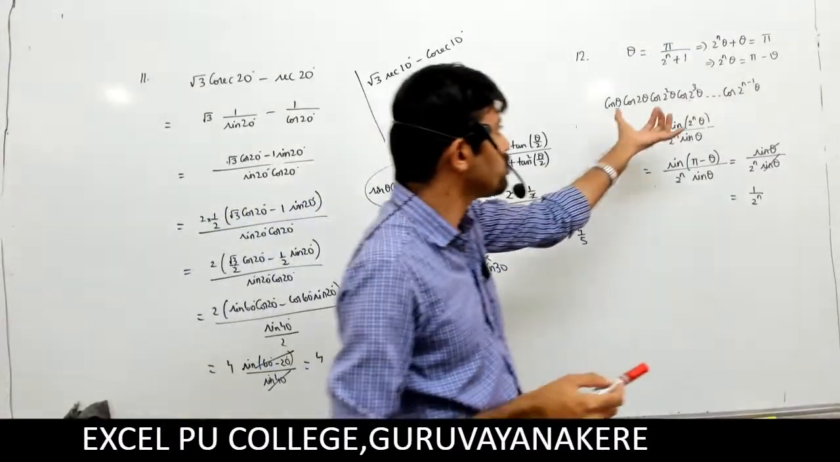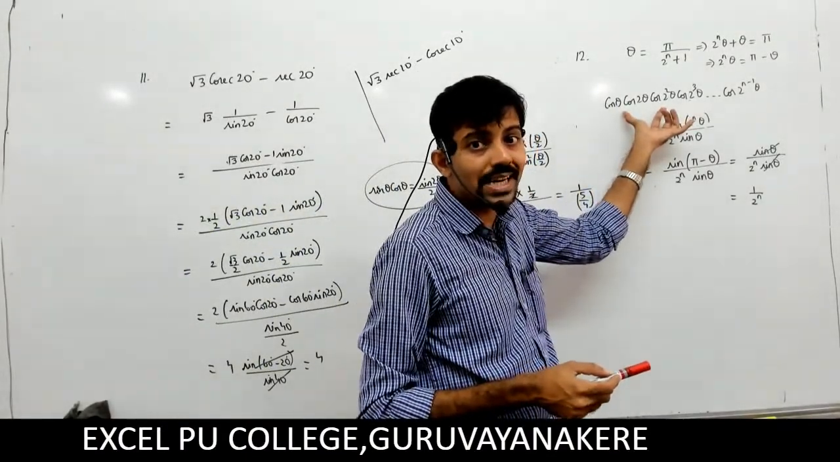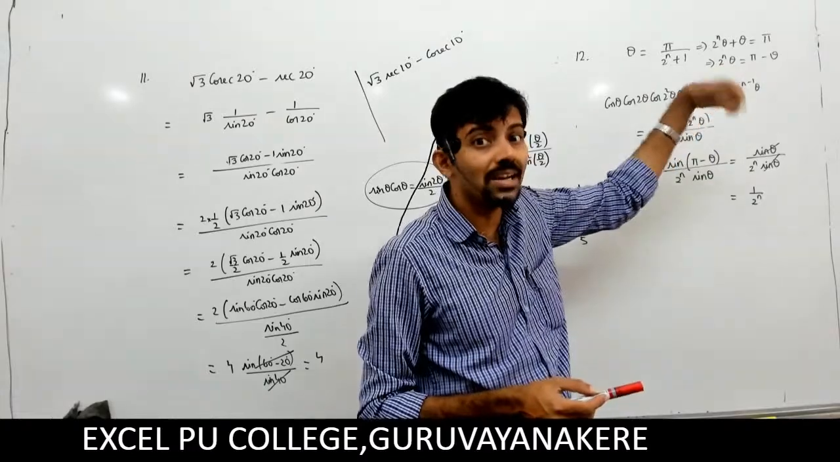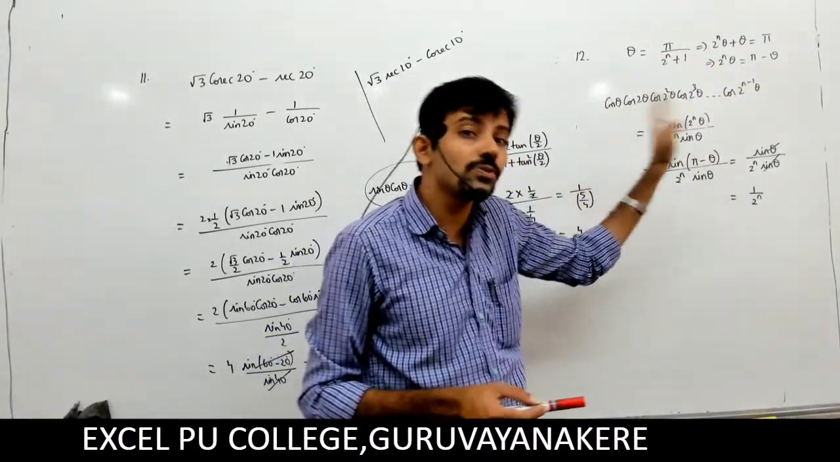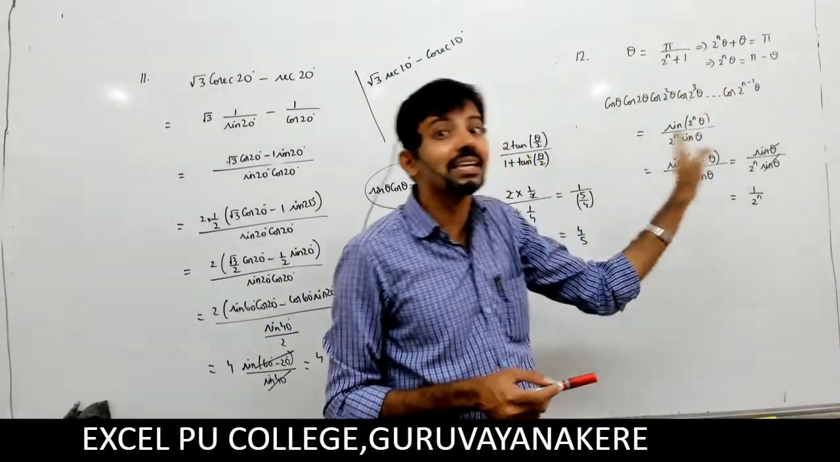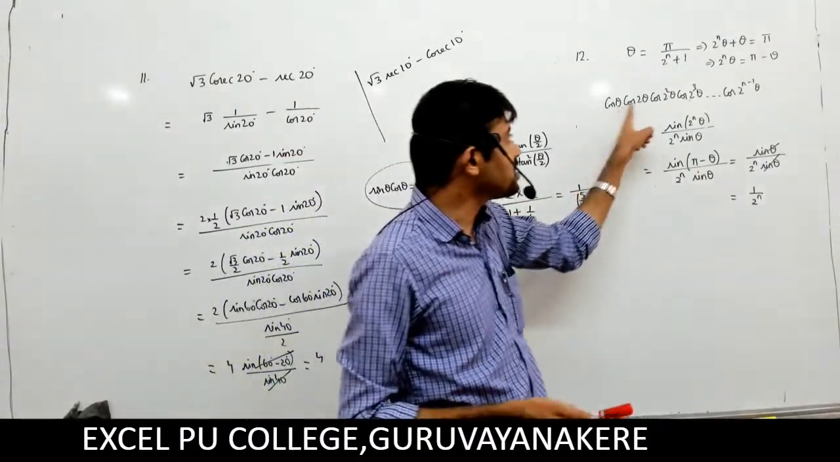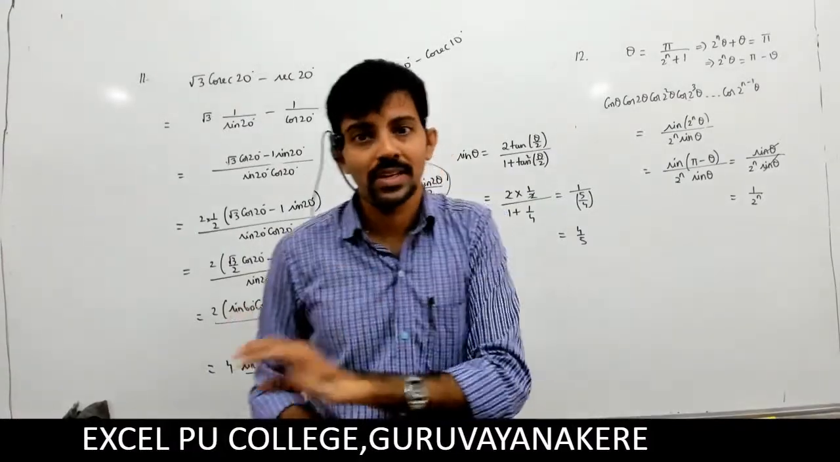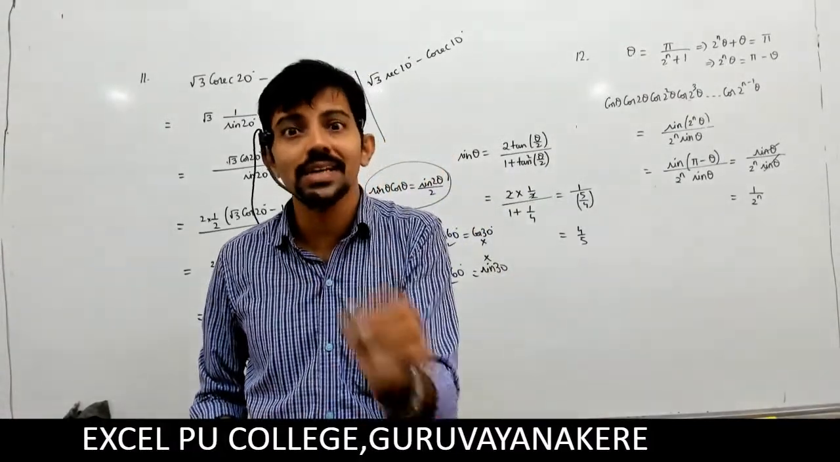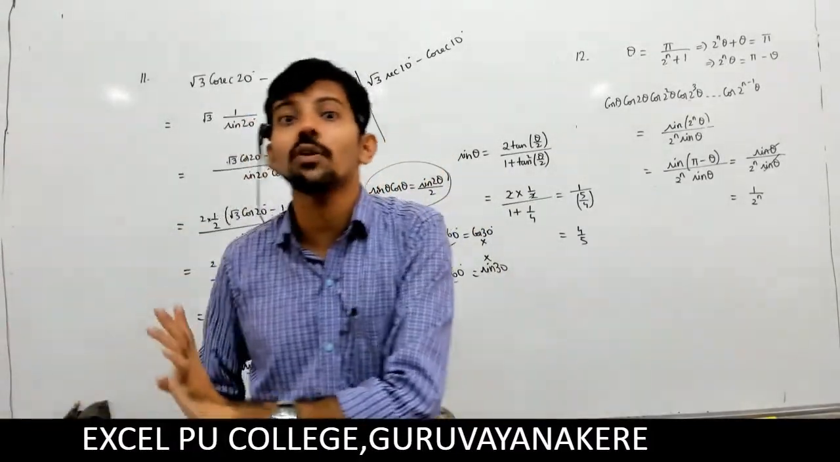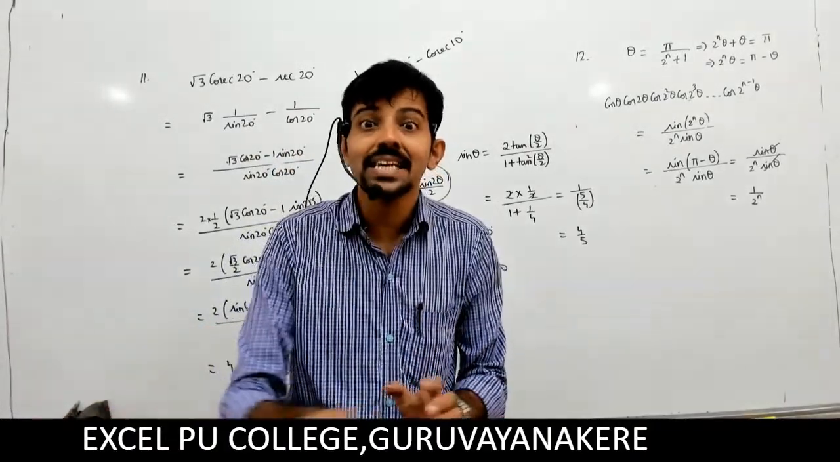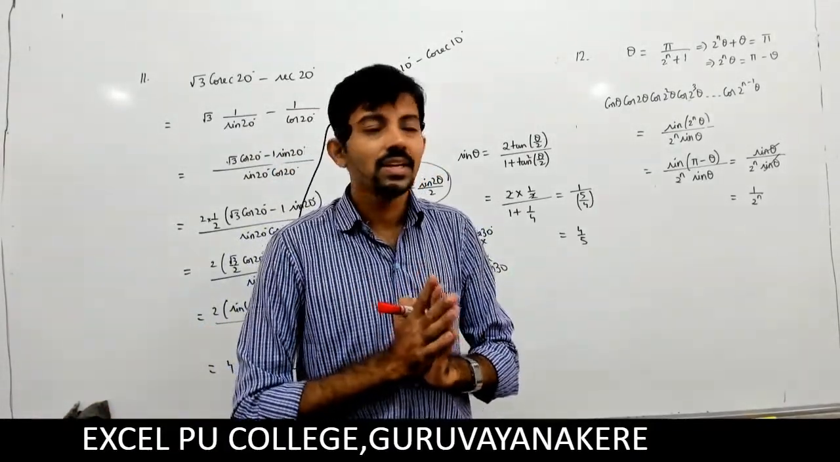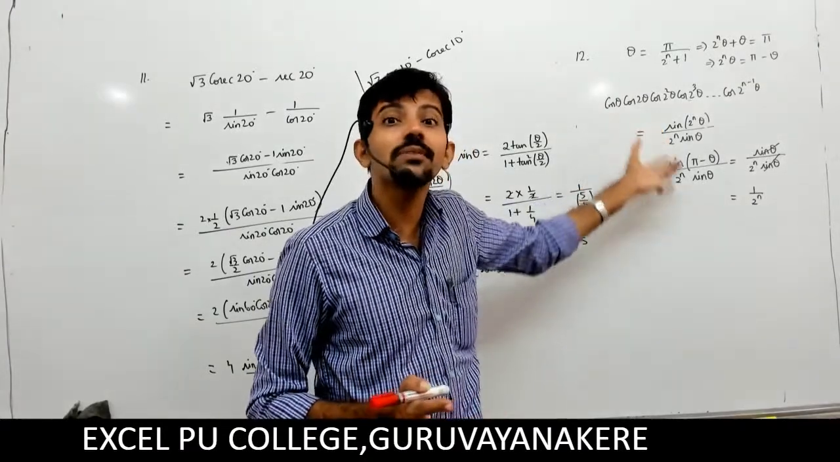Learn this important formula: cos theta, cos 2 theta, cos 2 square theta, etc., cos of 2 power n minus 1 theta is equal to sine of 2 power n theta divided by 2 power n sine theta. The angles are in GP; the cos functions are not in GP. Only the angles are in GP: theta, 2 theta, 2 square theta, 2 cube theta. The last factor is 2 power n minus 1 theta. How many factors are there? N factors. Not only learning the formula, you must be able to apply it also.